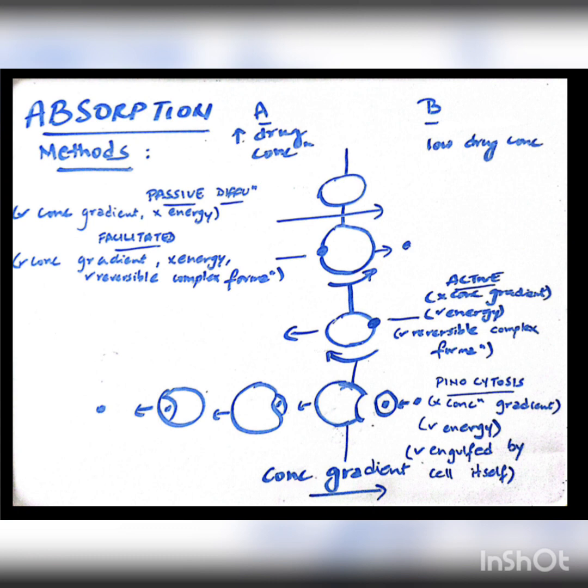Within active, we go against the concentration gradient, so from low to high drug concentration. Again, there is usually some sort of complex that is formed on the cell surface. There is energy expenditure needed, and reversible complex formation is seen. In the case of pinocytosis, the small drug particle is usually engulfed by a part of the cell itself. It becomes a part of the cell, and then the cell may rotate to release it inside. Therefore, this absorption is against the concentration gradient and needs energy expenditure.